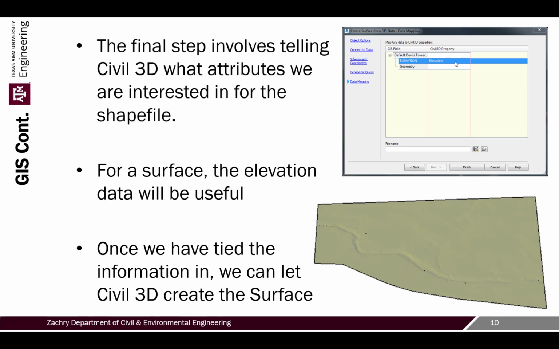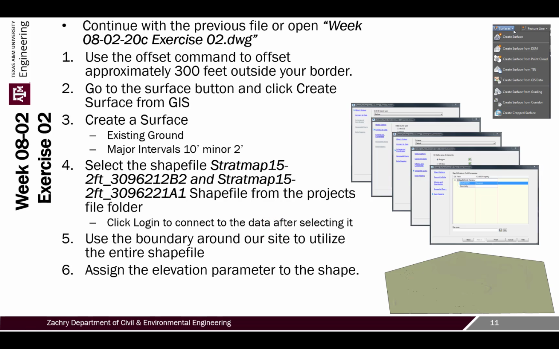So if we had 4 tiles, we'd have to click that. If we had 2 tiles, we'd have to click that. But we'd come in and we bring in this information. Once we're done, we can hit Finish, and it's going to go ahead and make the surface. So what we're going to watch right here is we're going to come in. You can start off with exercise 2 or exercise 1.